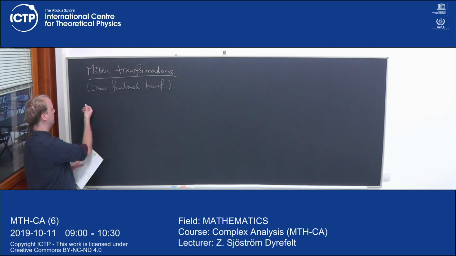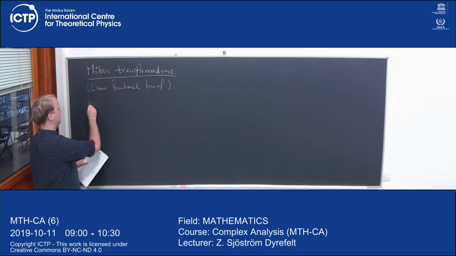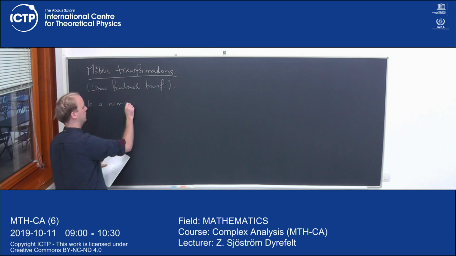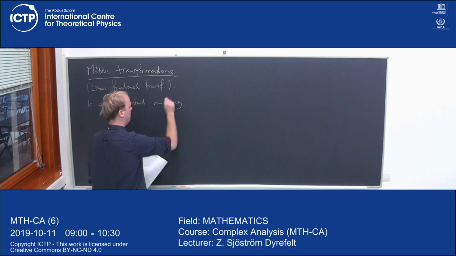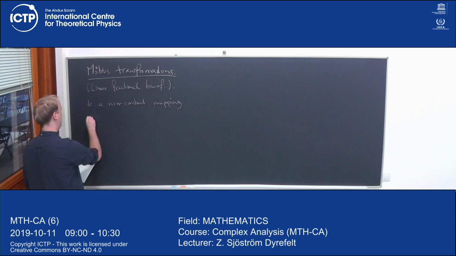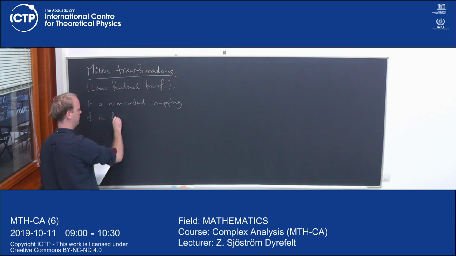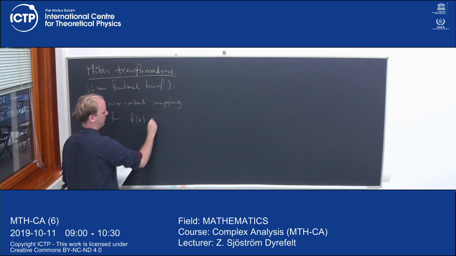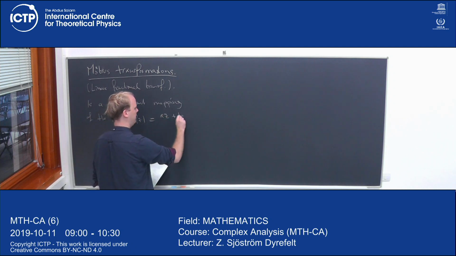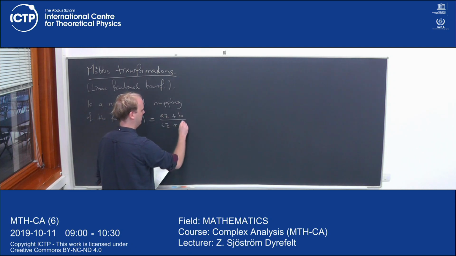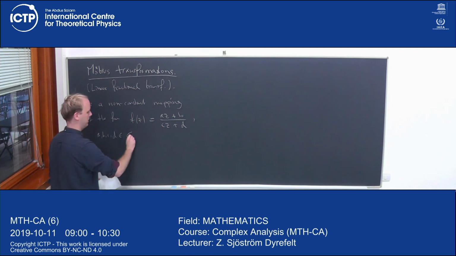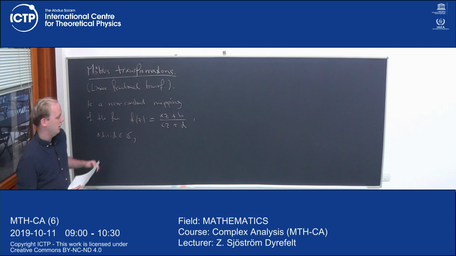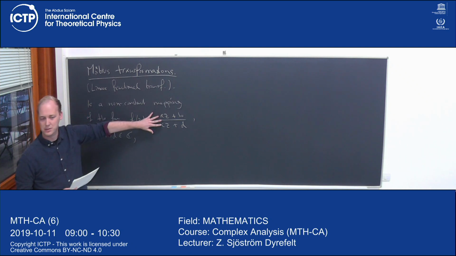because a Möbius transform is a non-constant mapping of the form f of z is sent to (a times z plus b) over (c z plus d), where a, b, c, and d are complex numbers. Okay, so it's a quotient of linear things, where the coefficients are complex numbers.